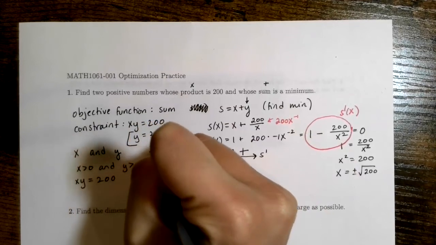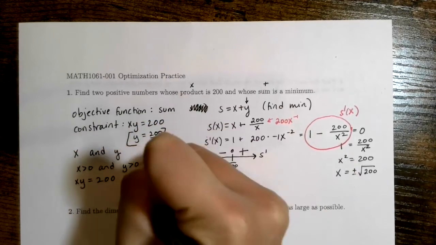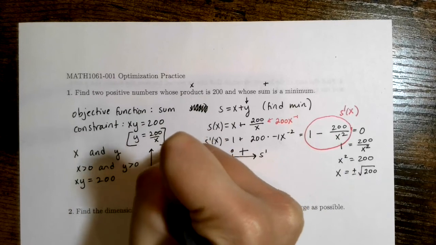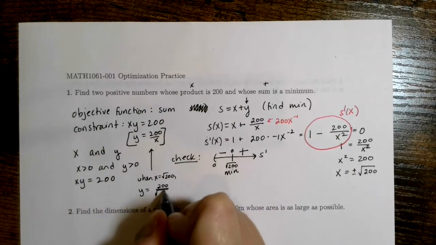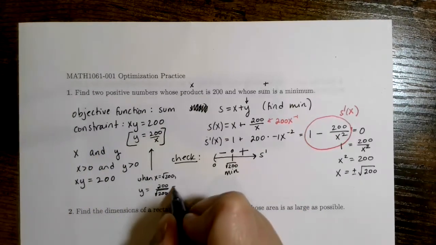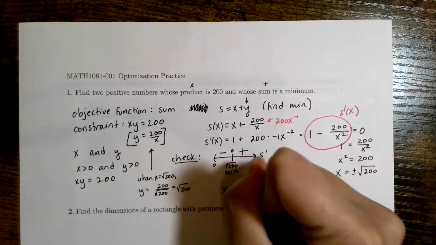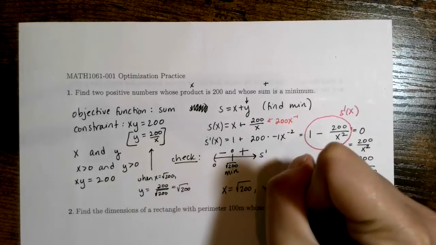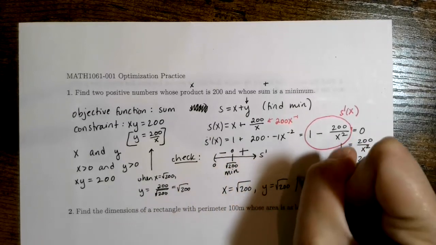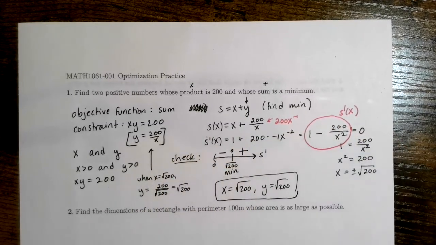All right, so when X equals root 200, Y equals 200 divided by X. So we have 200 over root 200, which actually just gives you another root 200. So my answer is X equals root 200. Y also equals root 200. And that's my solution.